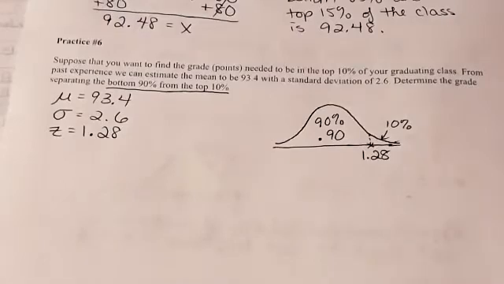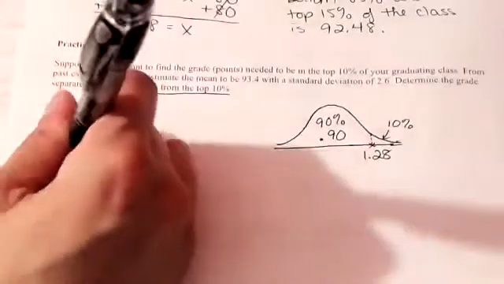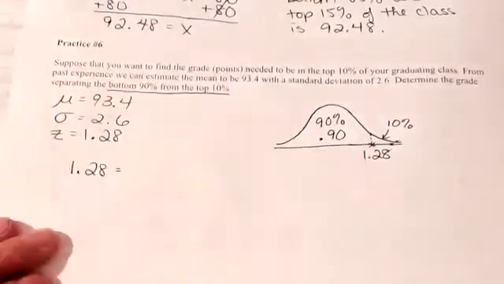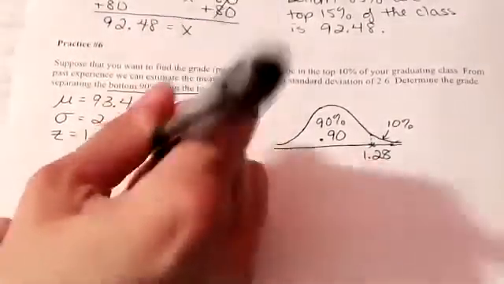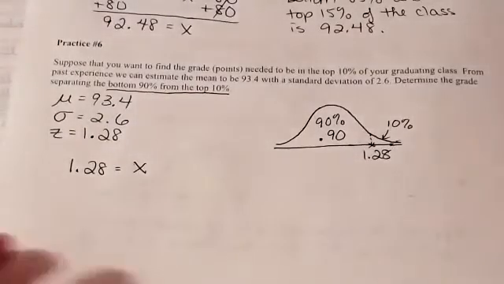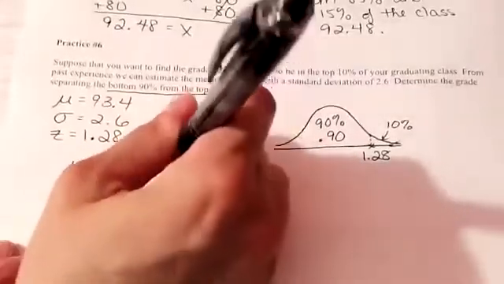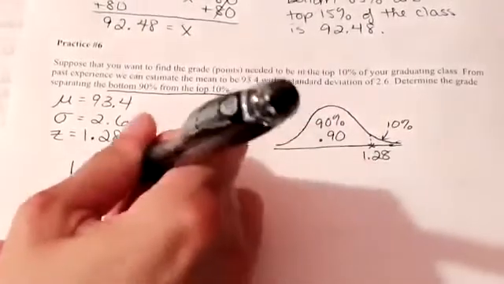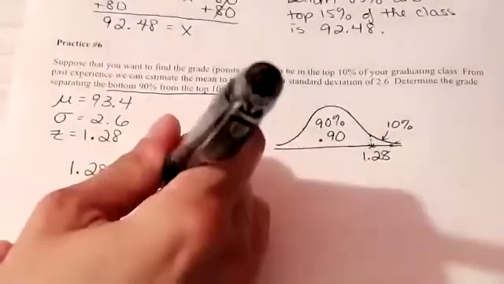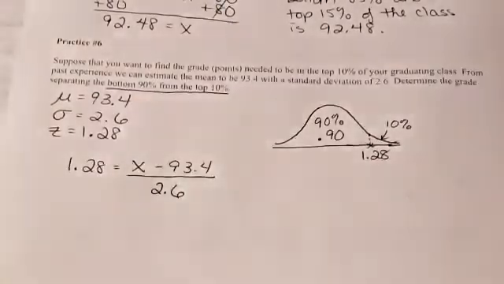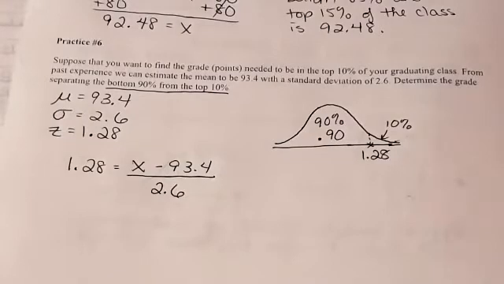So we're going to do the same thing with our z-score formula. We're going to plug in our values. So we have z, which is 1.28, is equal to the raw data value, which we don't know what that particular grade is. So it's going to be x minus the mean, which is 93.4, divided by the standard deviation, which is 2.6. Go ahead and solve this on your own, and then send me your raw data value, the grade, in the chat privately, please. Send that to me directly.